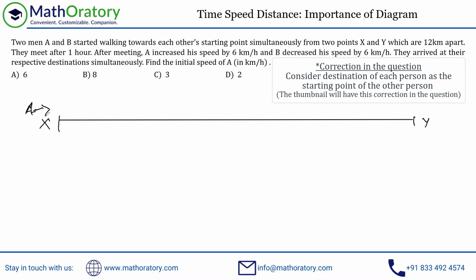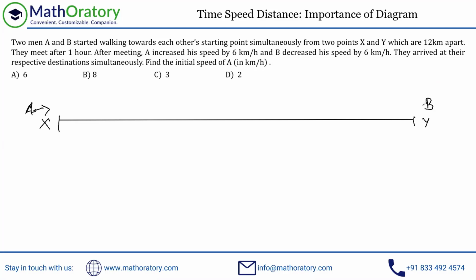So A moves from X to Y and B moves from Y to X. Because we know they're walking towards each other, that much is known to us. And of course, we know that this entire distance is 12 kilometers. So this length is indicating 12 kilometers. Great. Now, we have a few other pieces of information.